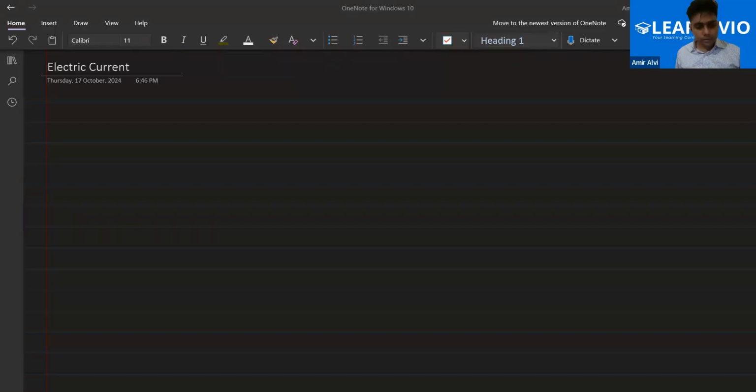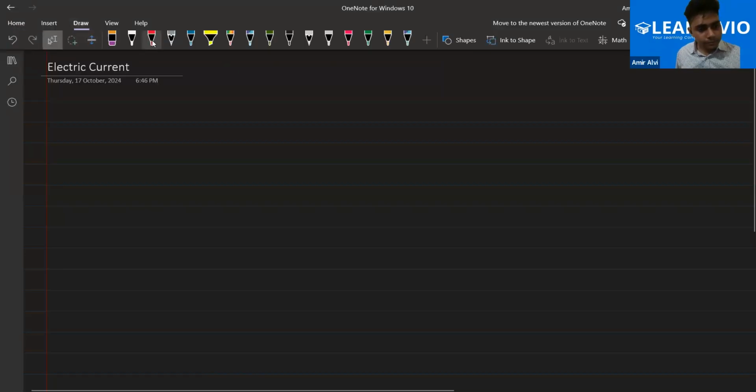Now let me write the things over here. I told you one thing in the last class: what is the reason behind the flow of current in the conductor? How many of you remember this? I told you about that. What is the reason behind the current flowing from a point A to a point B? Which quantity is responsible for that?